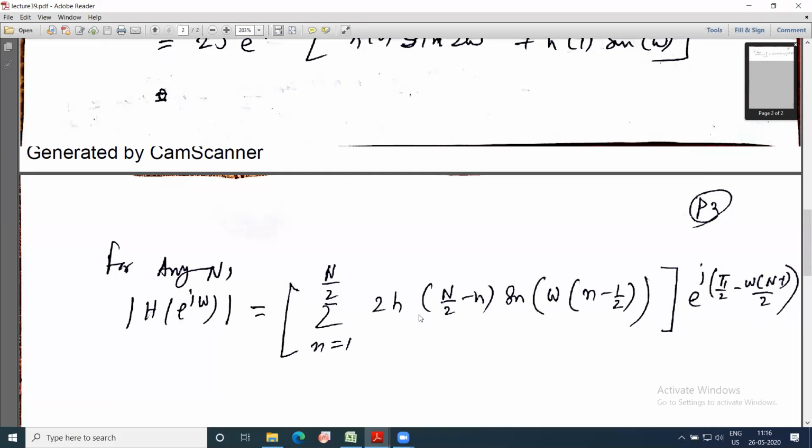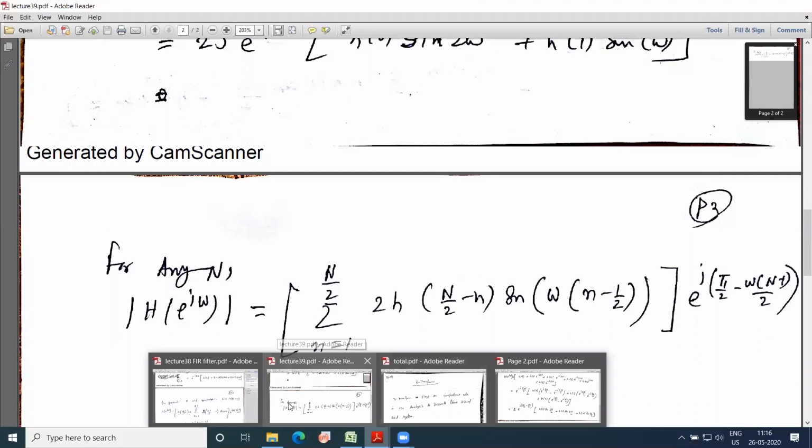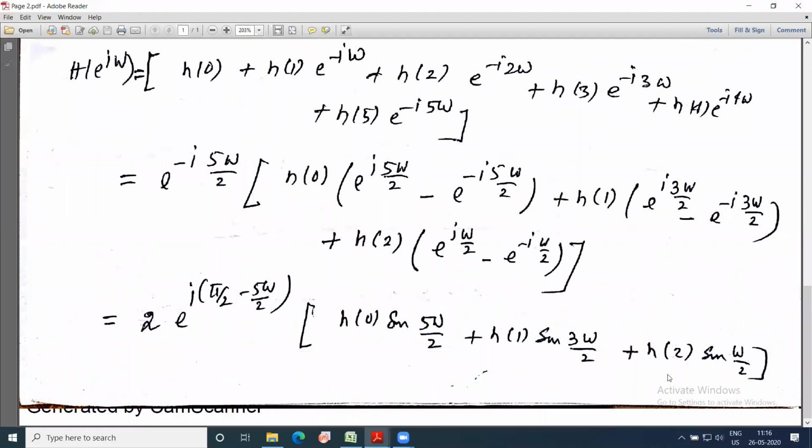Now if I put n equal to 1, n equal to 1 means 3 minus 1. 3 minus 1 means 2. So like 2h2 sine omega by 2, sine omega by 2, n equal to 1, omega by 2. So what is there here? Look at it. What is the expression here in total? If you put n equal to 1, same thing, sine omega by 2. Now if you look at page 2, sine omega by 2 and 2 is multiplied here. Agreed?